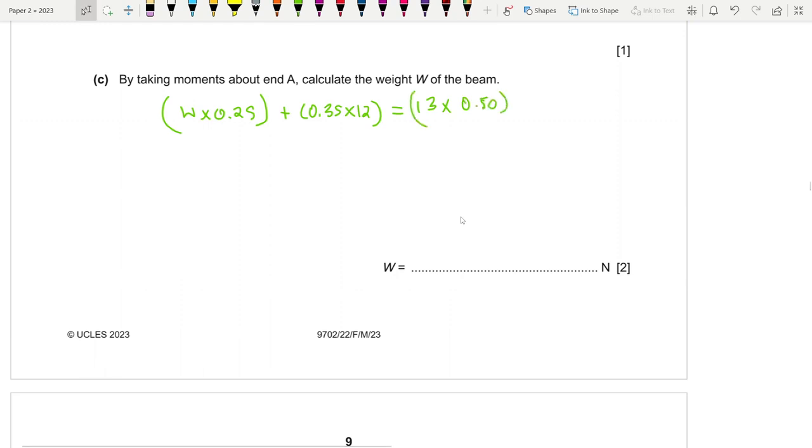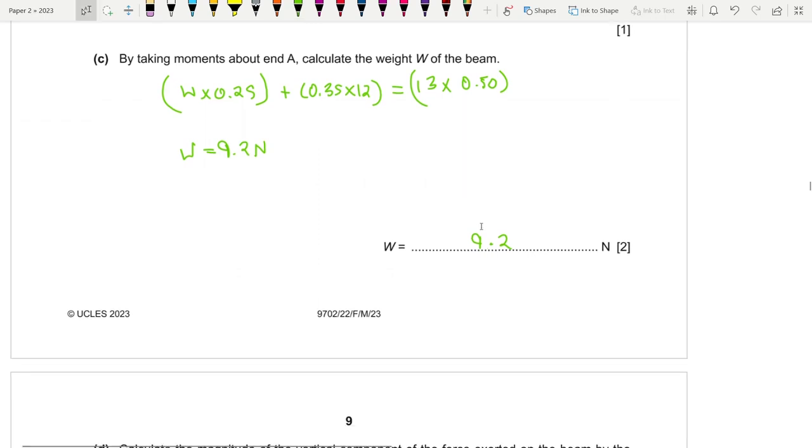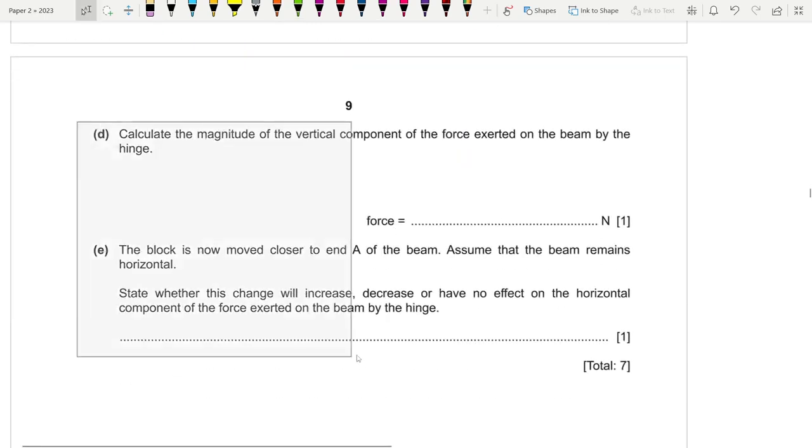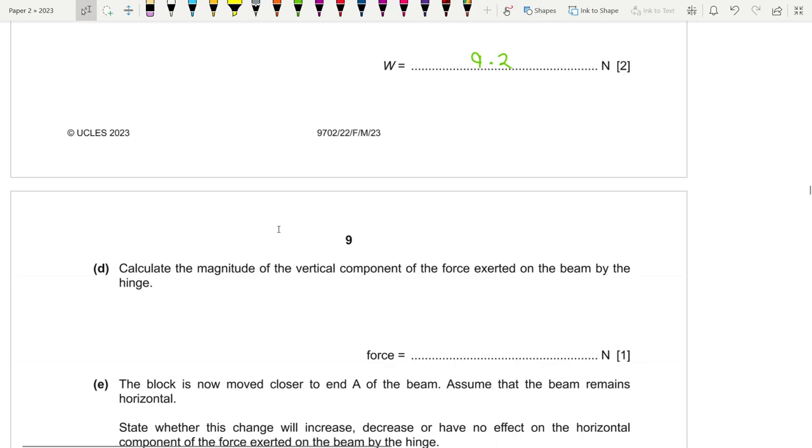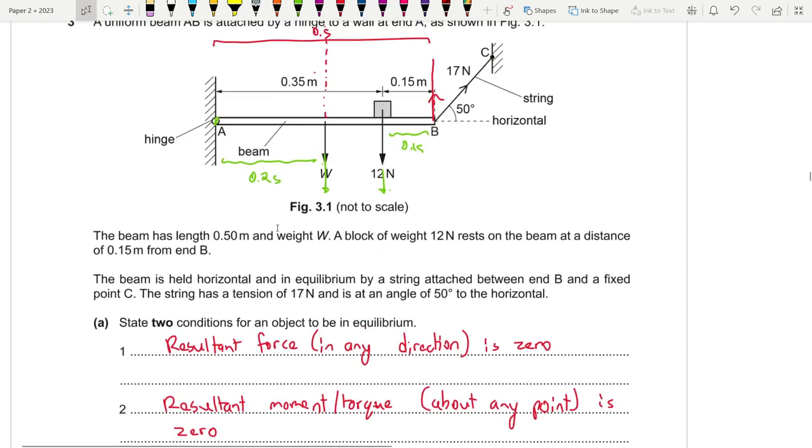Let's solve this. Data is given to 2SF, by the way. So 13 times 0.5 minus 0.35 times 12 divided by 0.25 gives me an answer of 9.2 exactly, 9.2. So W is equal to 9.2 newtons. Right, great. Now, calculate the magnitude of the vertical component of the force exerted on the beam by the hinge. So, how do we do this? There's also a vertical component of force exerted on the beam by the hinge.